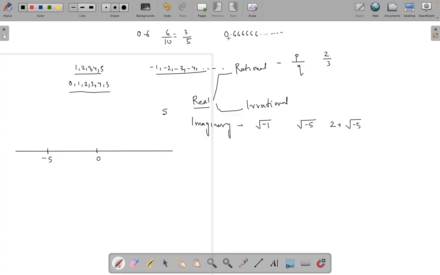If I give you a number like 0.6666, it will keep on continuing. Is it rational or irrational? You can convert it to fraction. Say you can assume x is 0.6666 and so on. Then you'll write 10x is 6.66 and so on, right? Then you subtract it. So you'll get 9x is equal to 6, right? So x will be equal to 6 upon 9, right?